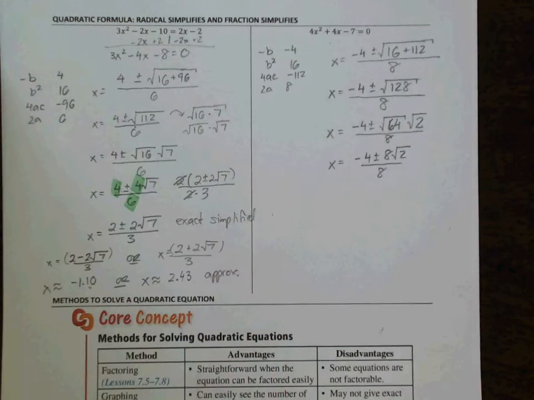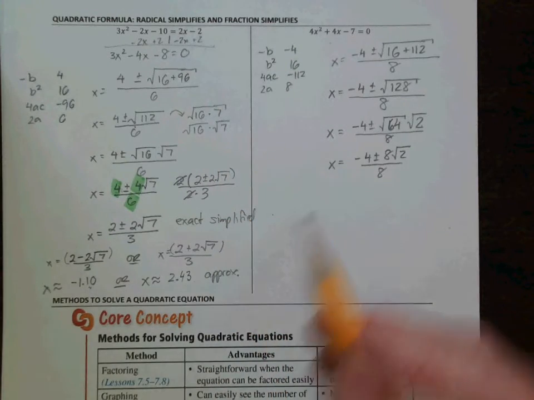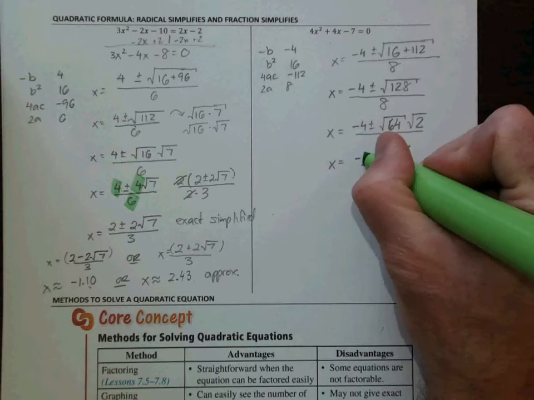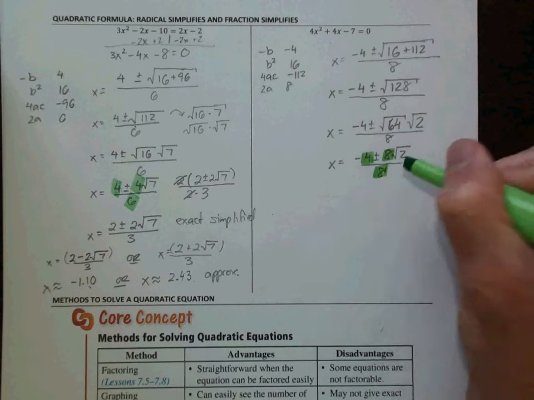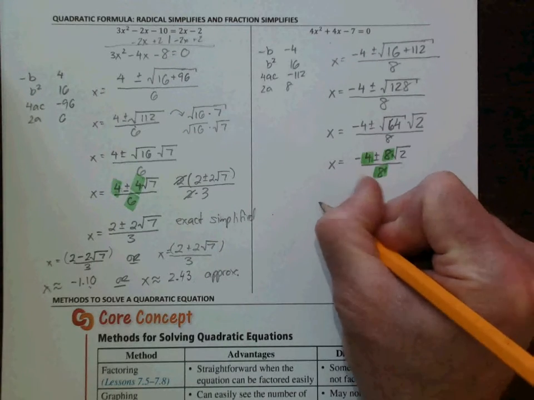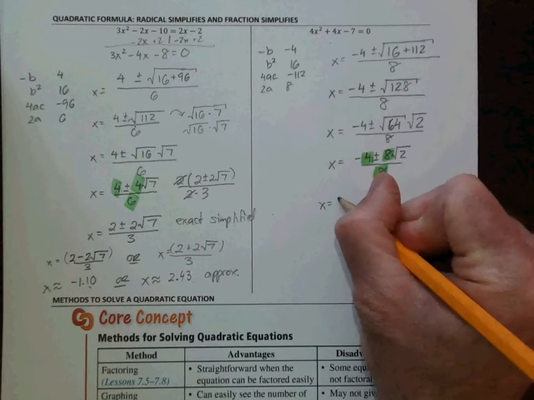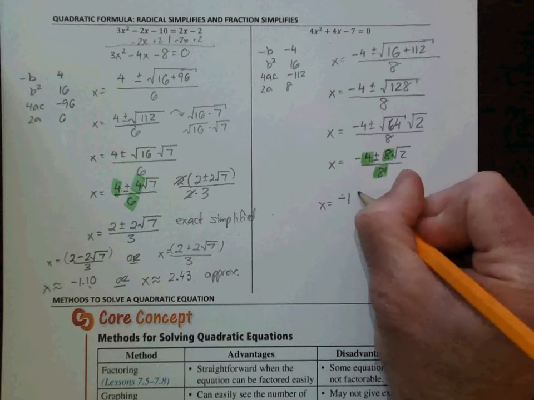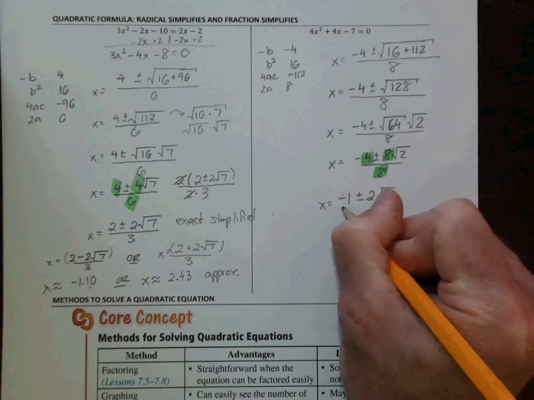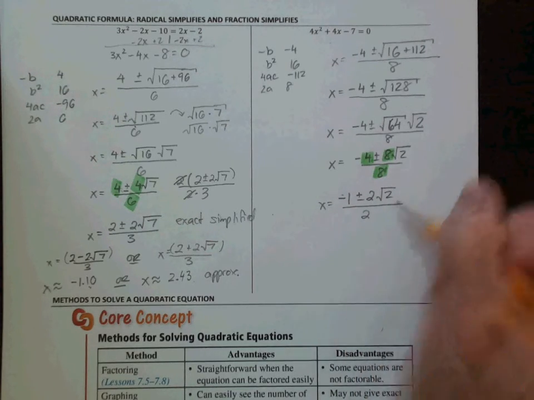Now please be careful here, because you might want to cancel those two 8's, but when you're doing the fraction simplifying, look at all three numbers that are not underneath a radical. Does any number go into all of them? And the answer is yes. 4 goes into all of them. So negative 4 divided by 4 is negative 1, plus or minus 8 divided by 4 is 2, square root of 2, over 8 divided by 4 is 2.